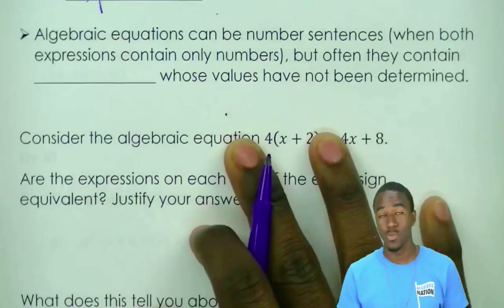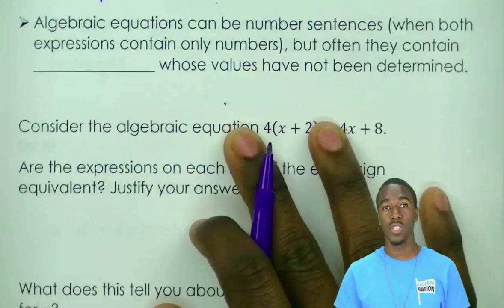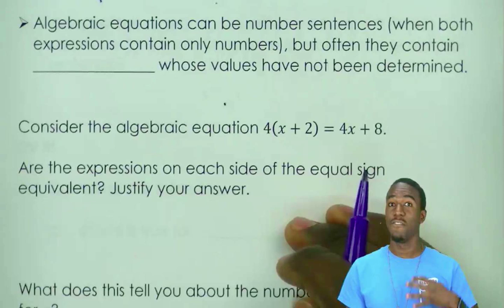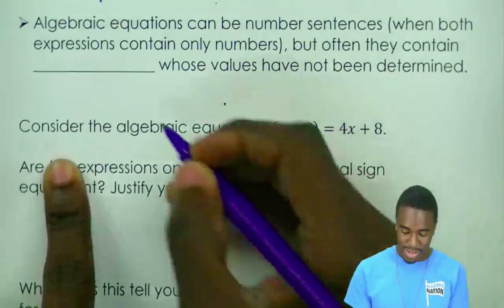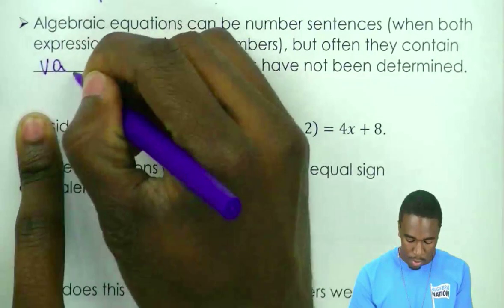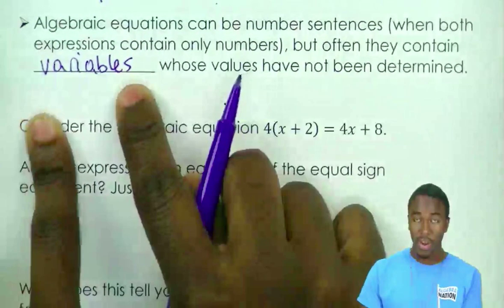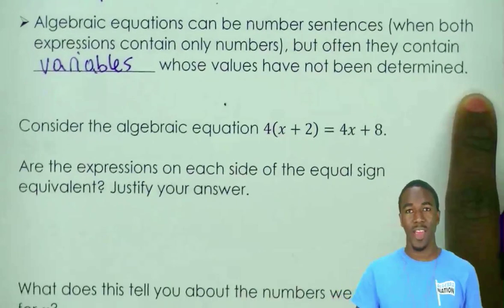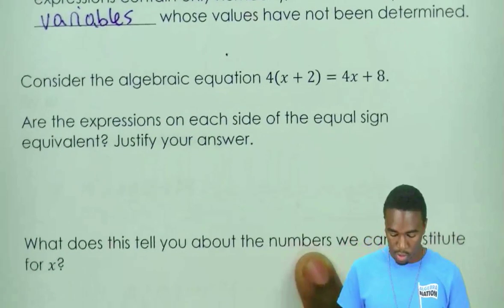Now, algebraic equations can be number sentences, like we just saw, when both expressions contain only numbers. But very often, I want you to get used to it, you're going to see that they contain variables. These are going to be our letters. They're going to contain variables whose values have not been determined. So be very careful with that. We're going to see a lot of those.